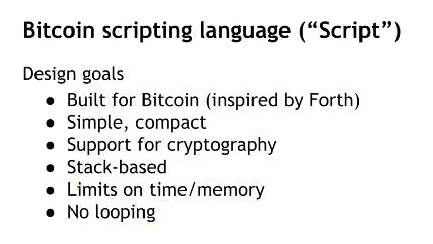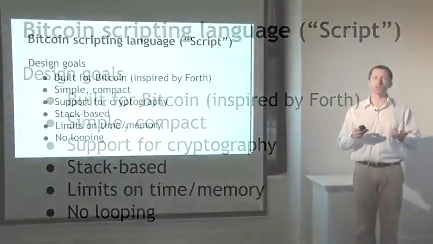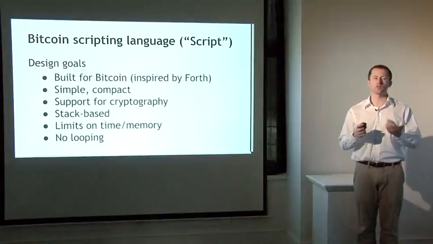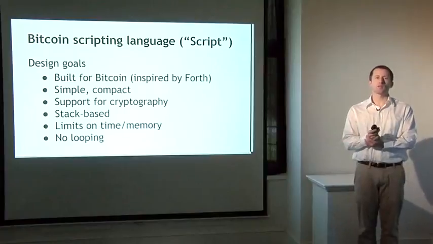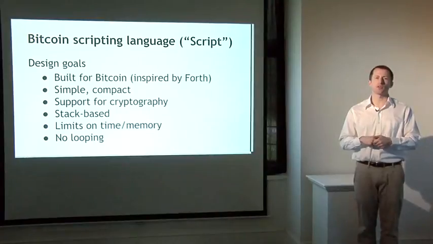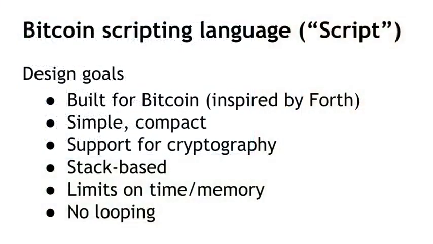So where did this scripting language come from? It doesn't really have a proper name. It's just called Script, or the Bitcoin scripting language, and it was built specifically for Bitcoin. It was probably most inspired by a language called Forth, which is an old stack-based simple programming language. But you don't need to understand Forth to understand Bitcoin scripting. The key design properties here were to have something that was quite simple, quite compact, but yet had support for pretty sophisticated cryptography. So there are special purpose instructions to compute hash functions and to compute signatures and verify signatures.